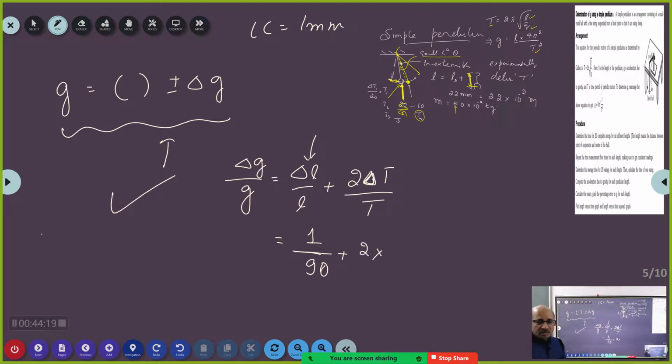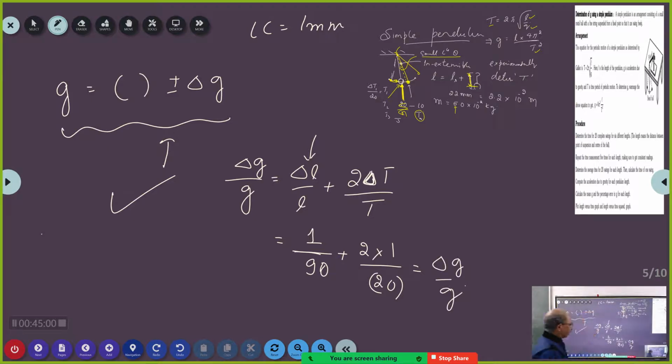What is the least count of the stopwatch? 1 second. So 1 second upon whatever time you have got in seconds. Supposing you have taken 20 oscillations and you have got the time period, say, something like 20. You write it, whatever you got, and multiply this into this. So this will give you a value of delta g by g. Correct? Yes, sir.